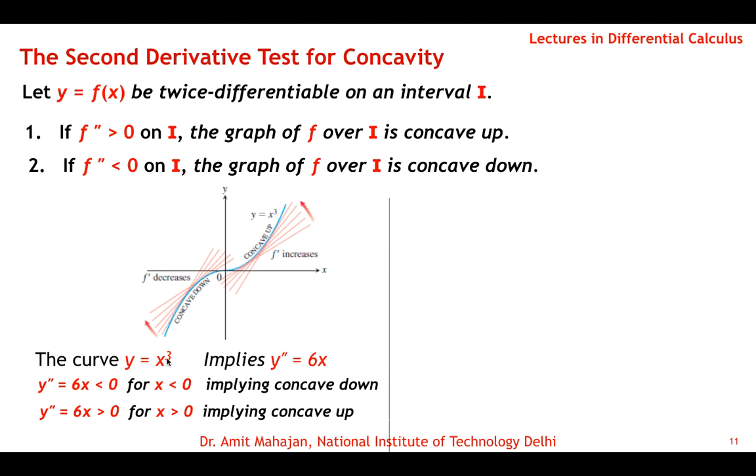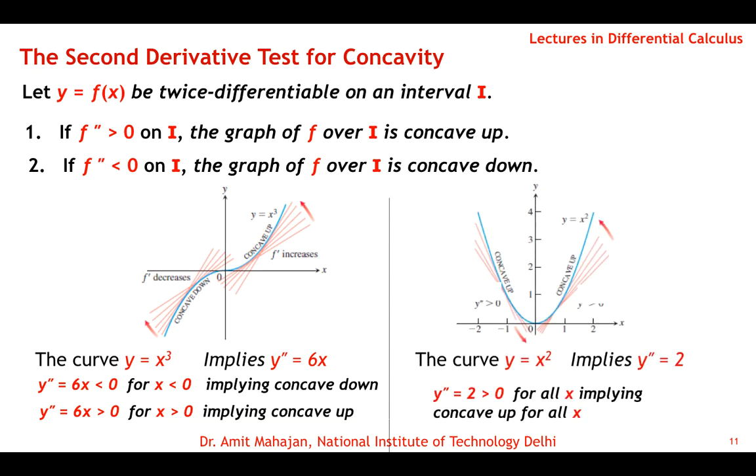So for example, now we can check this mathematically. If you have y equal to x cubed, then if we calculate the second derivative of this, that will be 6x, which means a twice differentiable function. And then this 6x value is negative for x less than 0, and it is positive for x greater than 0. That means second derivative is negative for all x less than 0, and second derivative is positive for all x greater than 0. So that means it is concave down for x less than 0 and concave up for x greater than 0. That's exactly what we see from here.